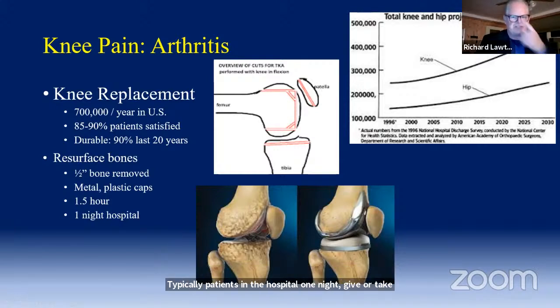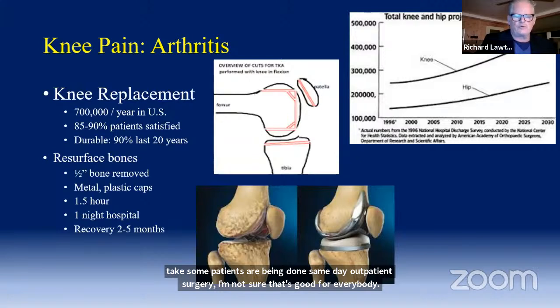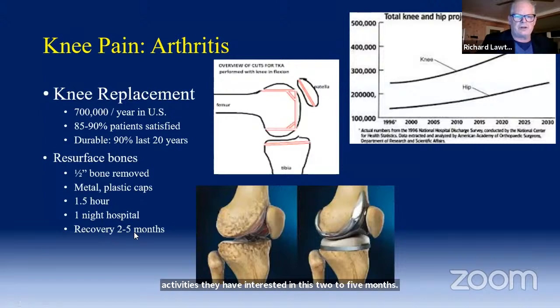Some patients are being done same day, outpatient surgery. I'm not sure that's good for everybody. Some patients need to stay a little longer than that. Total recovery before patients are back doing all activities they have interest in is 2 to 5 months. It's a little bit on the longer end if you're into vigorous activities that require lots of durability and strength. If you just want to walk around the house, and certainly you're doing that by 1 to 2 months out from surgery.